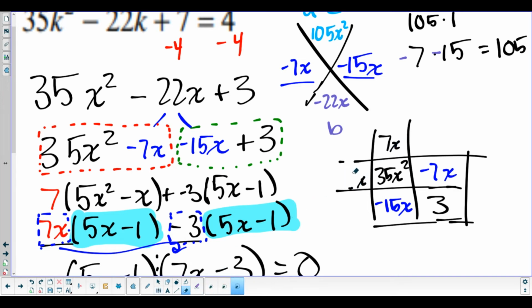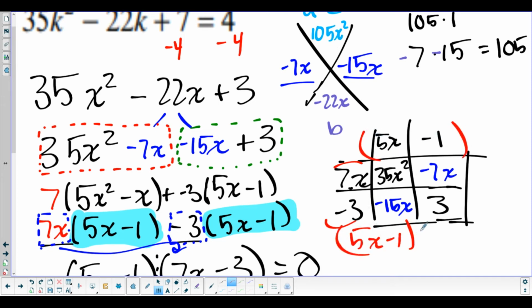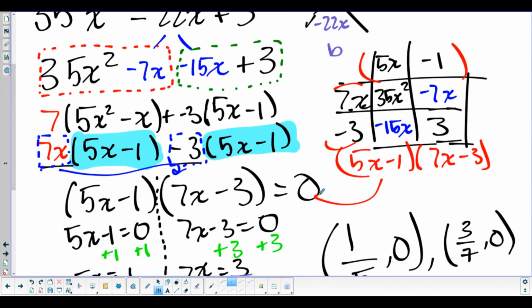That's not the right way though, because if I look across, I need to get something times 7x here. And so I need my 5x on the top, my 7x on the edge. 7x times negative 1 gives me negative 7x. 5x times negative 3 gives me negative 15x, which means that my answers are 5x minus 1 times 7x minus 3, which is exactly what I got here.